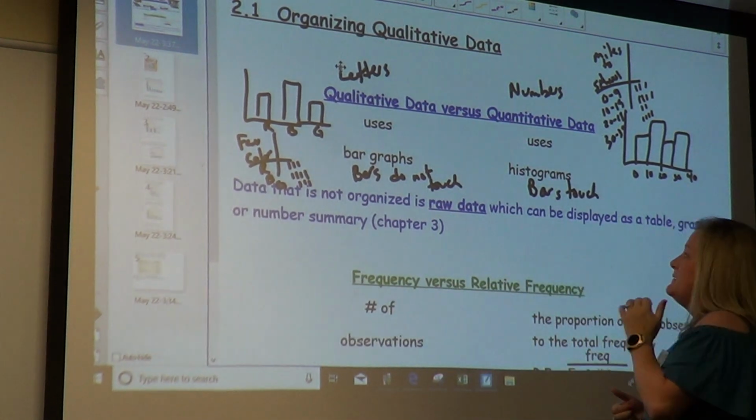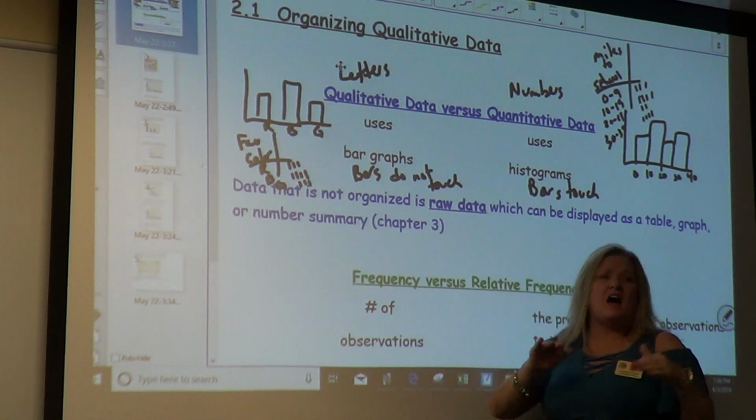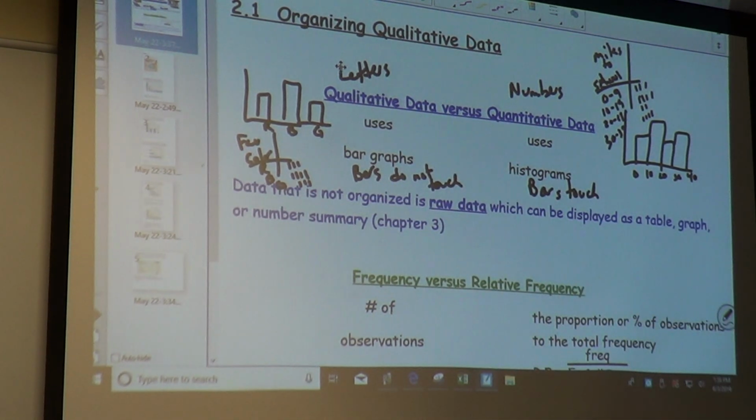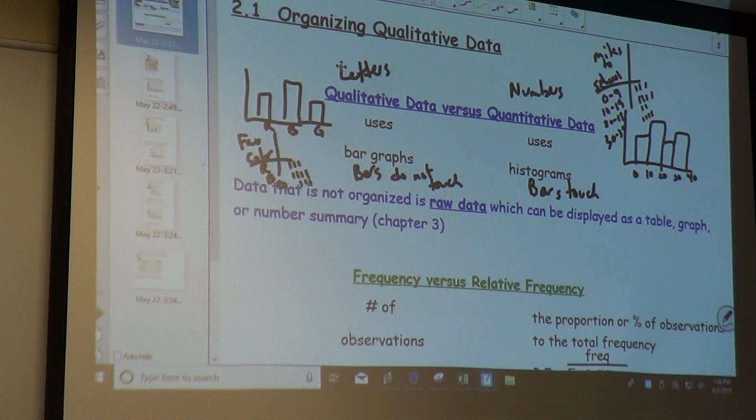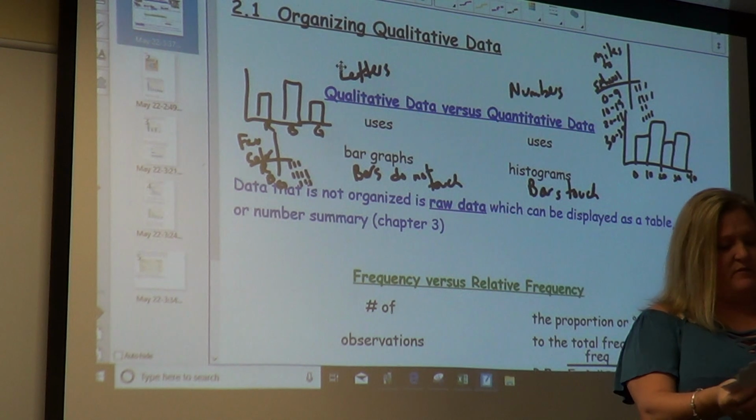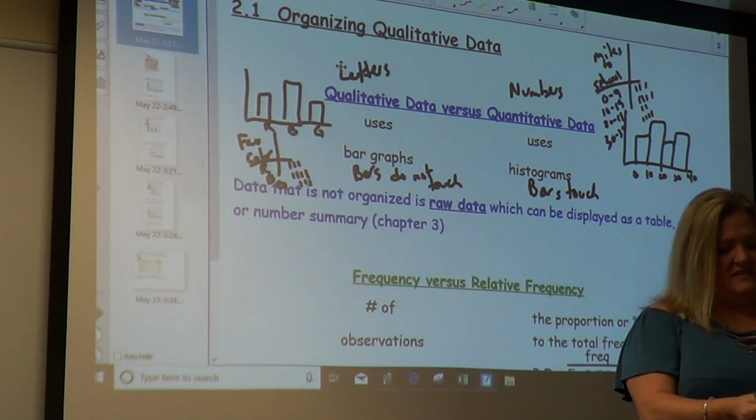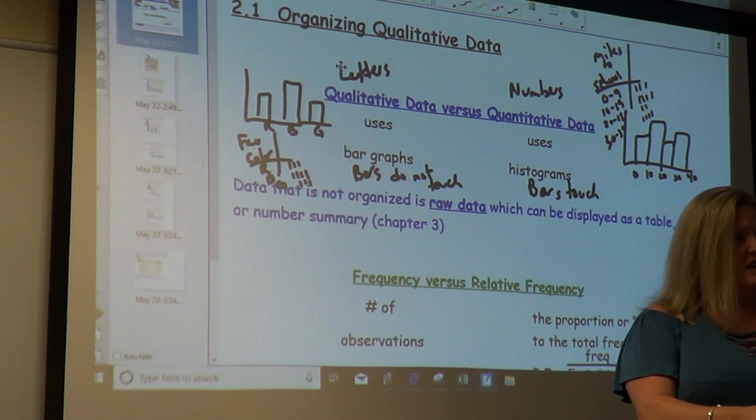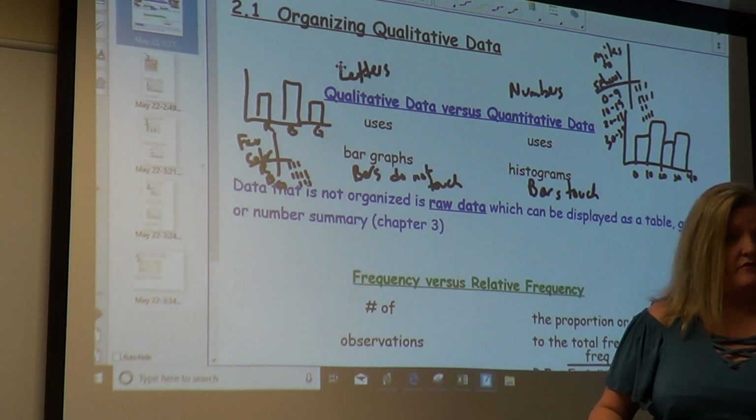All right. If the data is not organized, it's called raw data. When I take up this is raw data. I just have a bunch of numbers. I have a bunch of majors. I have a bunch of, you have a cell phone or not. I have a bunch of math sucks and I don't like it. And I just have a bunch of stuff.